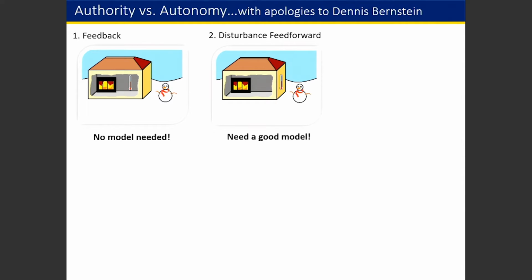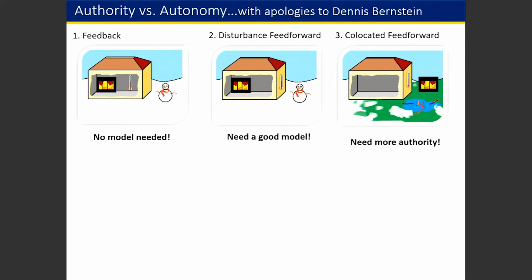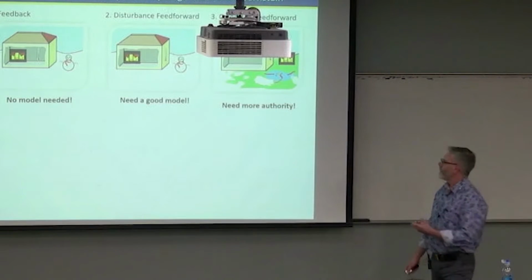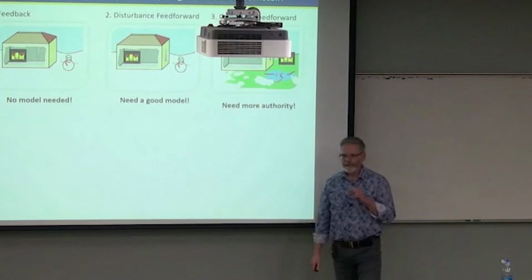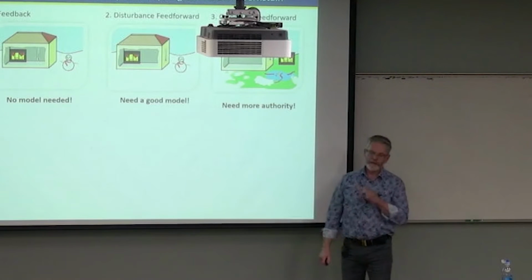You can have faster control. You need a good model, but you're going to have faster response. He also highlighted the idea of what he called co-located feed forward. If you put the actuator out to squash the disturbance in the first place, you're going to have very good performance. You're just going to need a lot of authority. I want to highlight a distinction now between authority and autonomy.